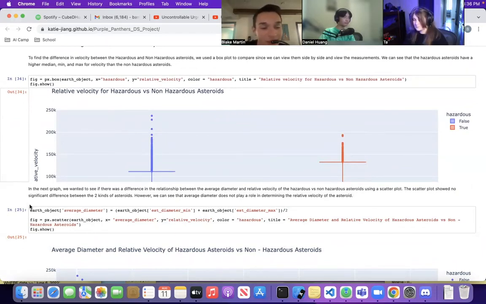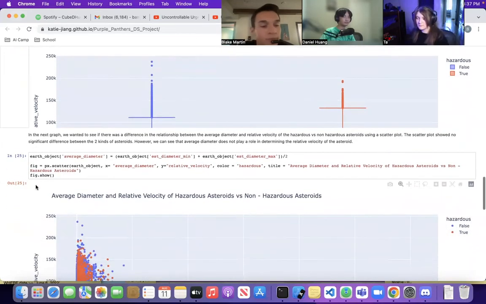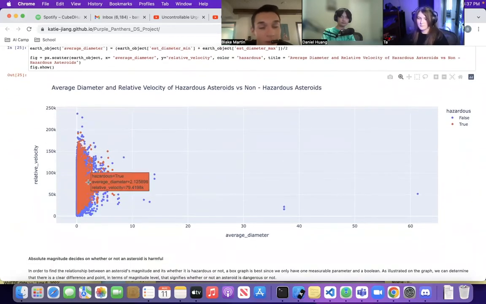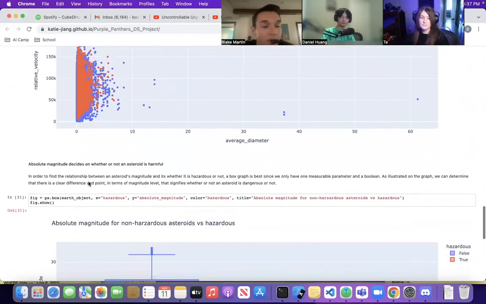Next, I'm going to pass it off to Daniel again, who's going to talk about the very next section. Yeah, so in this graph, we wanted to see if there was a difference in the relationship between the average diameter and the relative velocity of the hazardous or non-hazardous asteroids using a scatter plot. And this showed no significant difference between the two kinds of asteroids. However, we can still see that the average diameter doesn't play a role in determining the relative velocity of the asteroid. All right, and here are some more graphs that this group generated for this section of the project.